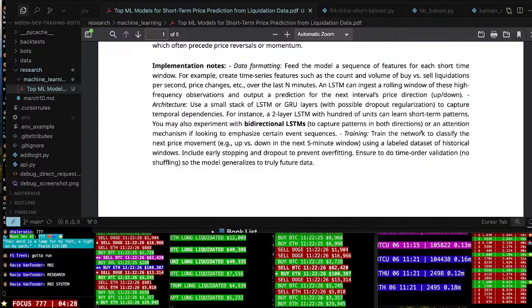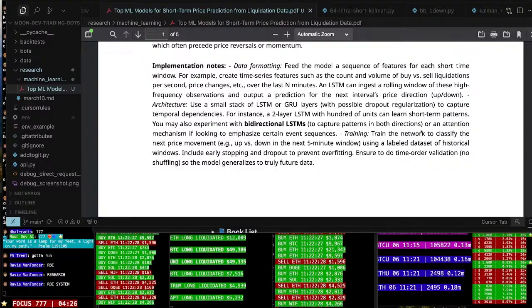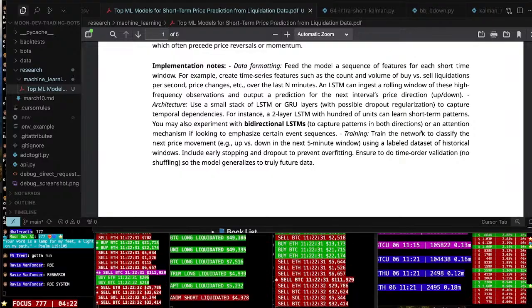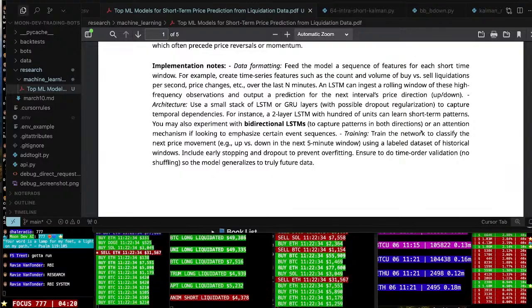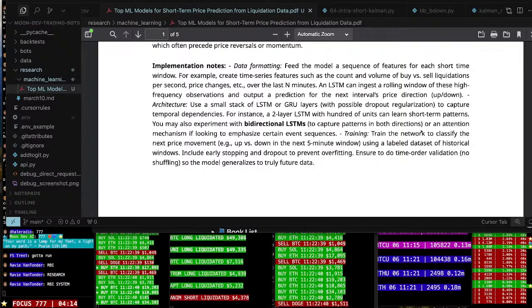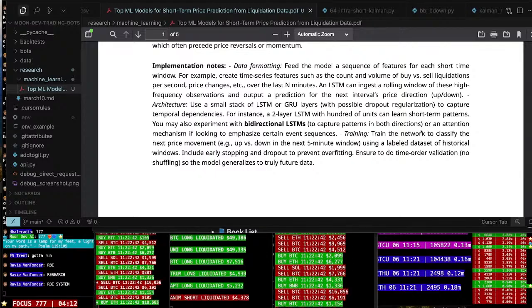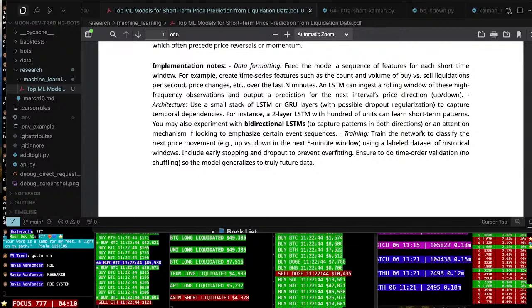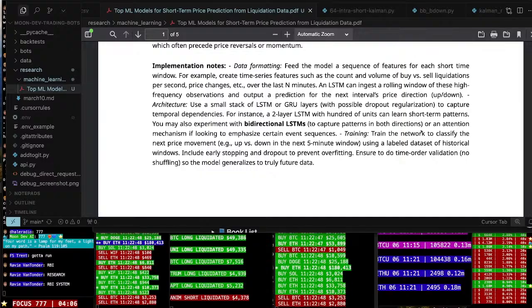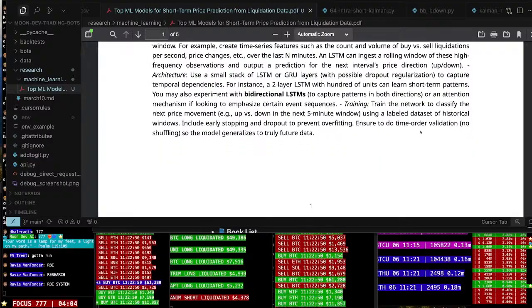Training. Train the network to classify the next price movement, e.g. up versus down in the next 5-minute window, using a labeled dataset of historical windows. Include early stopping and dropout to prevent overfitting. Ensure to do time order validation, no shuffling, so the model generalizes to truly future data.